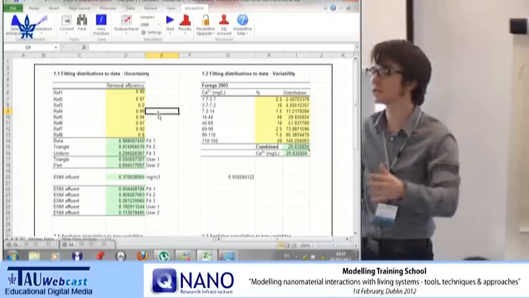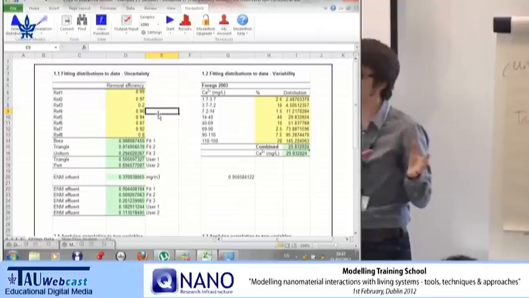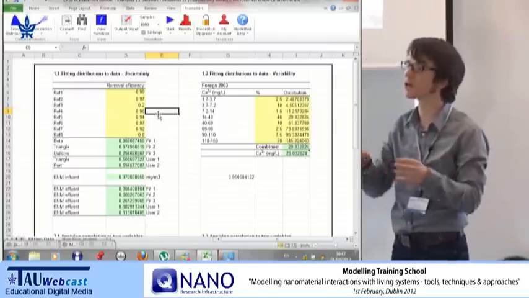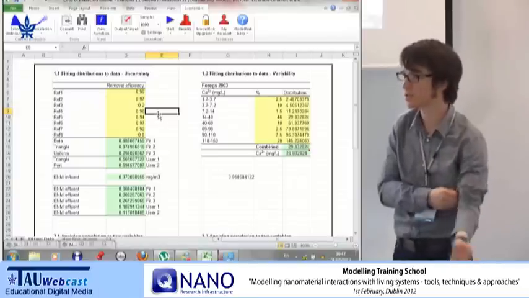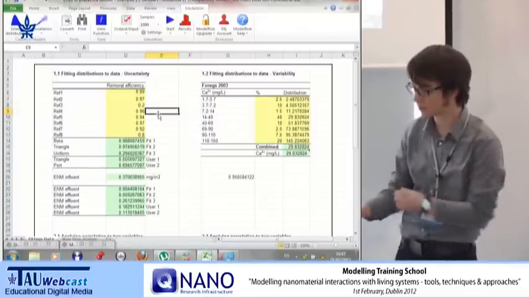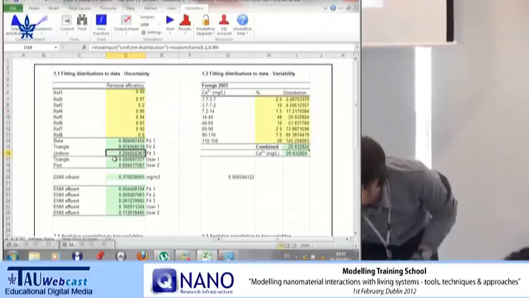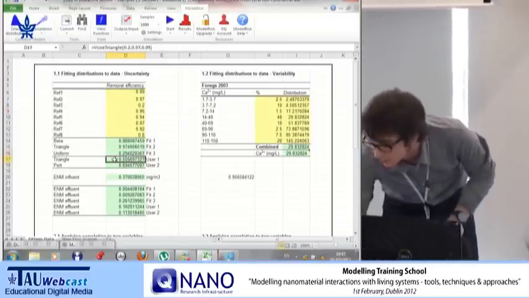But again, you have to think: is it realistic? Is there any reason for using this distribution? So in this case, we're just looking at it and applying your own distributions, but you can also fit distributions to data, especially if you have a lot of data. So we have a uniform and a triangle.